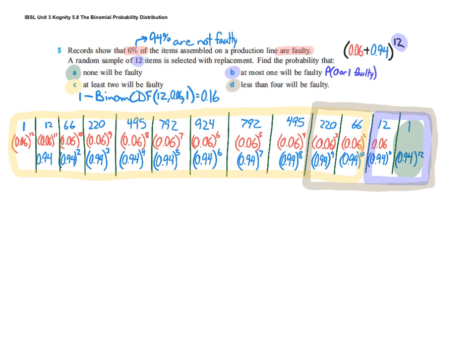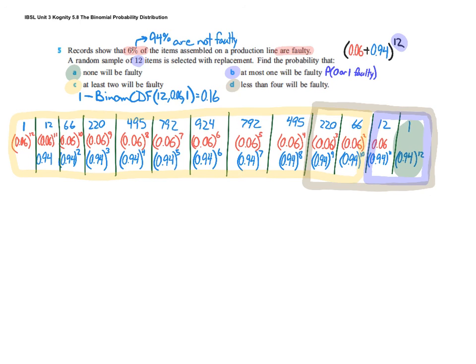Do 1 minus that. No, it's 1 minus 0.84. So the 0.84 you got was just this part here. That's the probability of getting no faulty ones or getting only 1 faulty one out of 12. Then you subtract that from 1, and that'll give you the probability of getting at least 2 faulty ones.